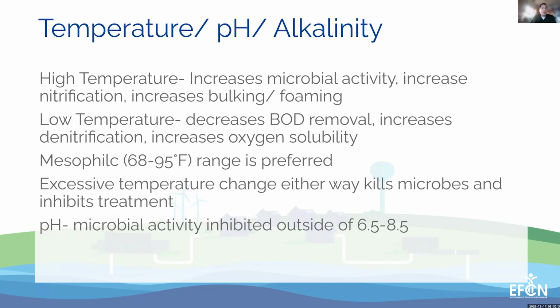Our biological activated sludge process prefers to operate in that 68 to 95 degrees Fahrenheit range. But either way, excessive temperature changes can kill microbes and inhibit our treatment process. And then, like I already mentioned, we want to keep our pH inside that 6.5 to 8.5 range. Sometimes you have to make adjustments, such as adding a caustic substance to account for low pH.